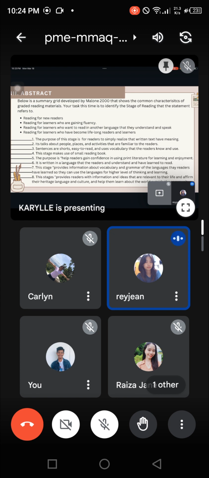Below is a summary grade developed by Malone 2000 that shows the common characteristics of graded reading materials. Your task this time is to identify the stage of reading that the statement refers to. We have 4 choices. The first one is reading for new readers. The second one is reading for learners who are gaining fluency. The third one is reading for learners who want to read in another language that they understand and speak. And the last one is reading for learners who have become lifelong readers and learners.